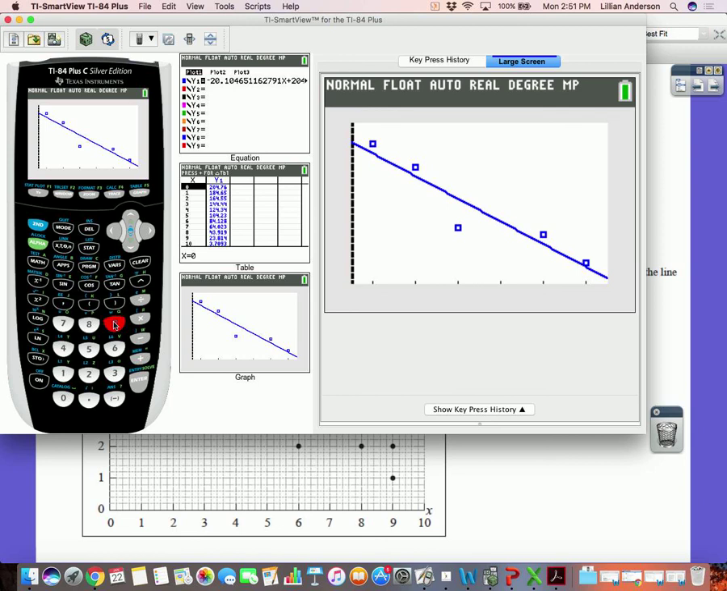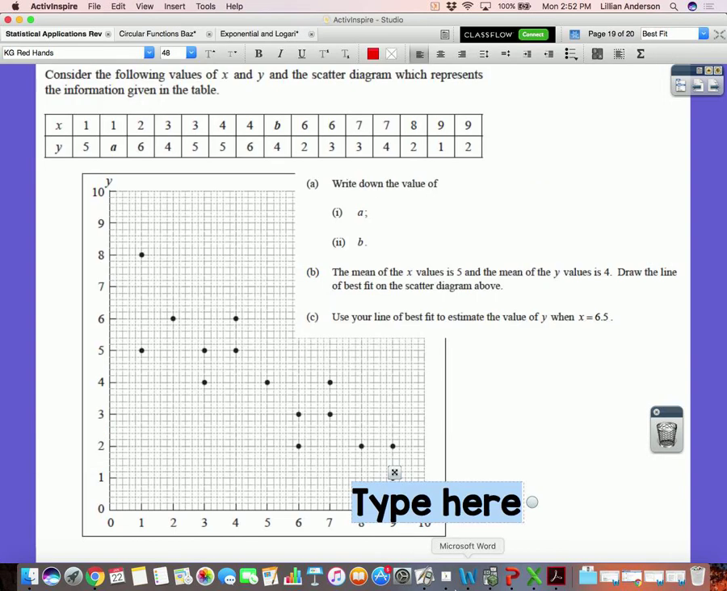All right? Now, when you actually have to draw that by hand, you can go through and type in your data. You can go through the same process we just did, okay? But you want to make sure the one thing is true. That line goes through your mean point, okay? So when we look at this example, consider the following x and y values on the scatter plot, which represents the information given in the table.